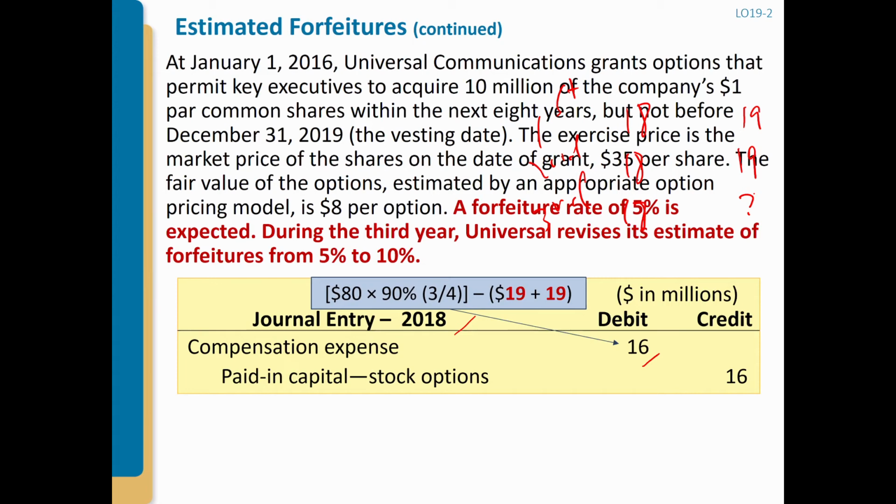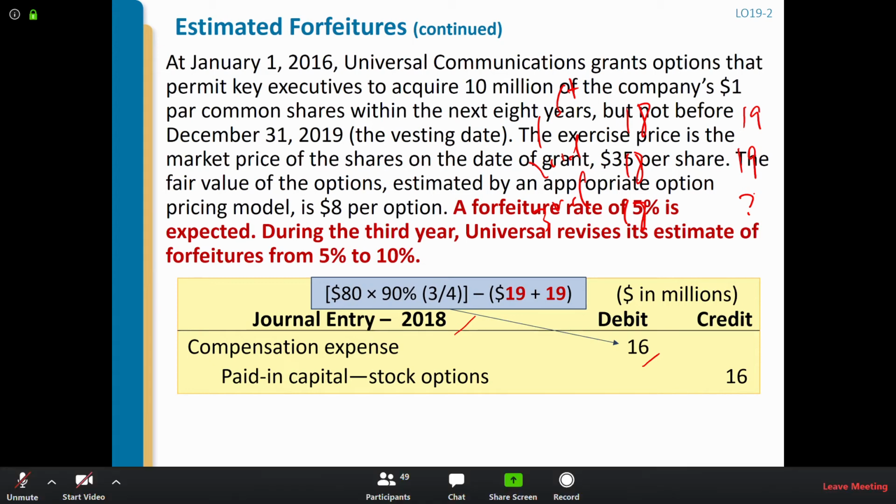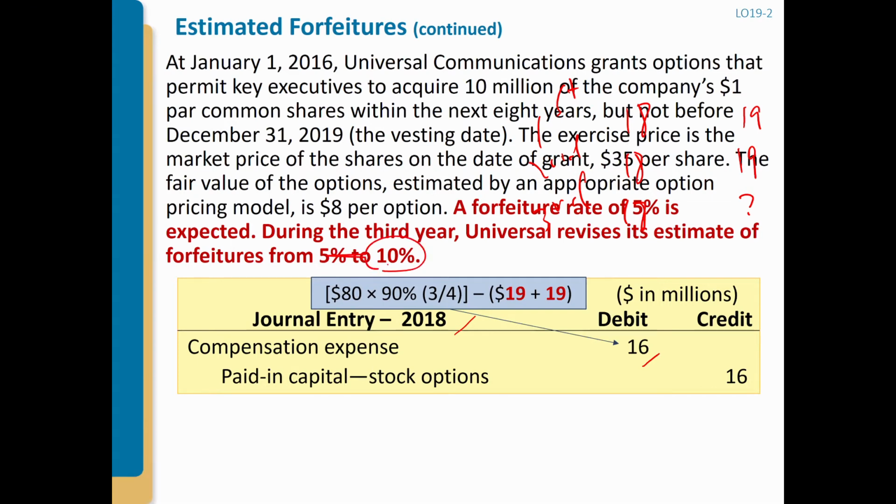Did you say it should be 18 if the forfeiture rate was 10%, 90% instead of 95%? Yeah, 10%. She said, because on the third year, we realized it should be 10%, not the 5%. If it's 10%, then 80 times 90%, that's going to be 72, right? 72 divided by 4, you should have 18. So each year you should recognize 18, but because in the first 2 years you already recognized 19, that's why in the third year you want to adjust down, right?